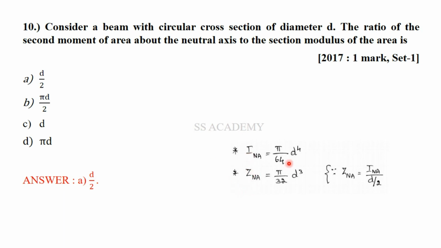We know that INA is equal to pi by 64 d power 4 and ZNA is pi by 32 d cubed. Actually, ZNA is derived from INA, given as ZNA equal to INA divided by the distance of the farthest fiber from the neutral axis, which is d by 2. So you can see the ratio comes out to be d by 2. So d by 2 is the answer.